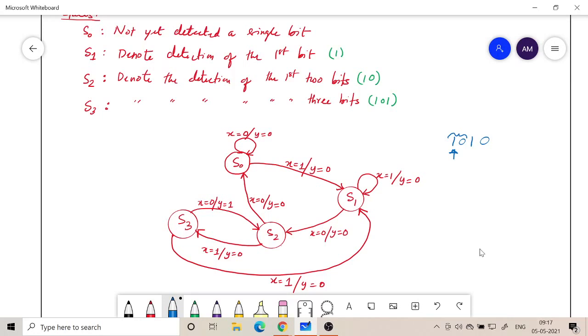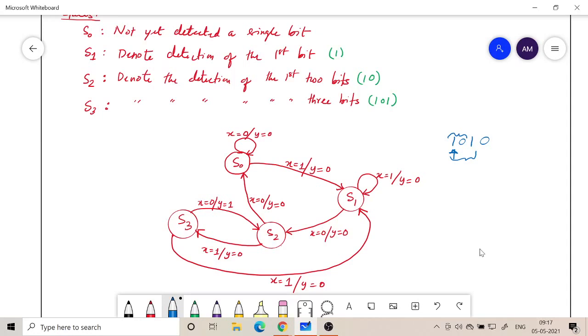And if 0 comes again, I will have to go back to S0 because it is like 1 0 0. And 1 0 0 means 2 consecutive 0s are never part of this sequence. Okay, we have not even begun the sequence, so we have to go to S0. But if I get a 1, I made progress. From 1 0 I have gone to detection of 1 0 1. Okay, this 3rd bit is detected if I get x equal to 1. So now I am waiting for the last bit.